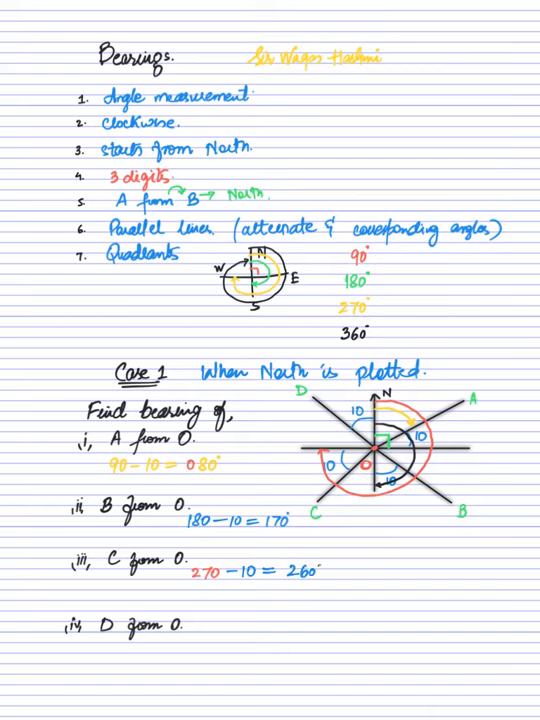For the last one, I need to go from north till the point D. If I travel from north and come back to north, I'll cover the angle of 360. In that 360, I don't need that angle 10. So the final value will be 350, and that is your answer.